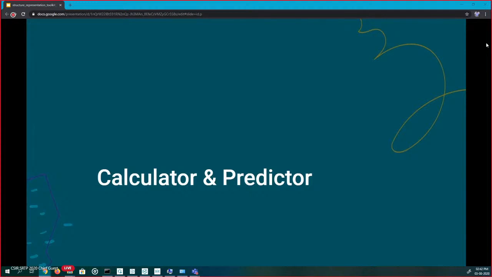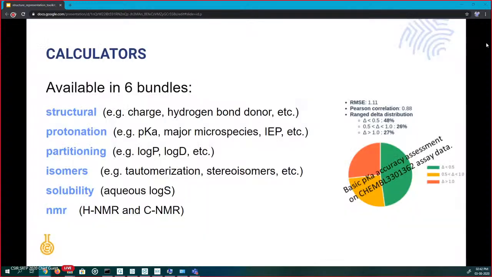Let me give you a little bit of background on the calculator and predictor, which we are also going to show you from the command line today. You might have seen this slide in the previous training session from ChemAxon. There are lots of calculator functions available, and they are bundled in these six groups. A structural bundle has charge and hydrogen bond donor acceptor type of calculations. In protonation, you have pKa calculation, major microspecies prediction, and so forth.